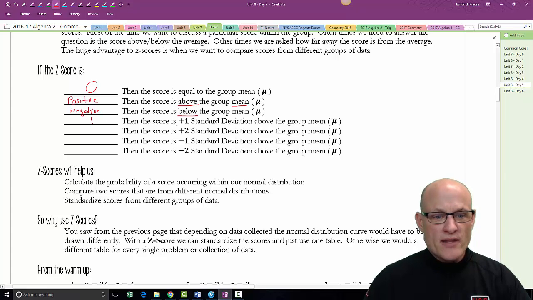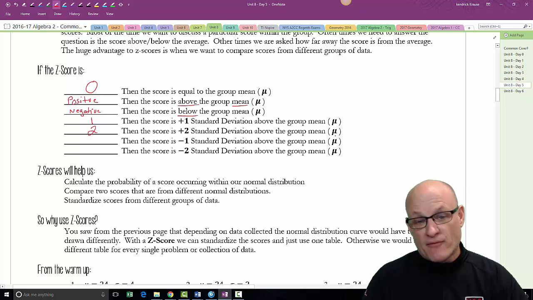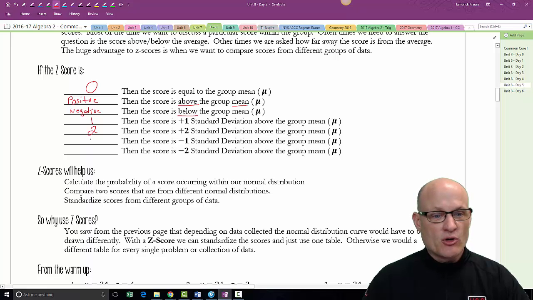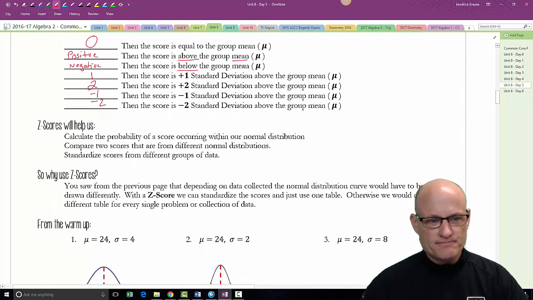If I got a z-score of 1, that means it's 1 standard deviation above the group mean. If I got a z-score of 2, that's 2 standard deviations above the group mean. If I got a z-score of -1 or -2, those are z-scores below the mean. So how are z-scores going to help us out?